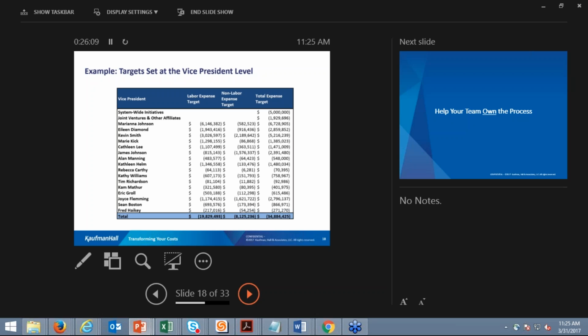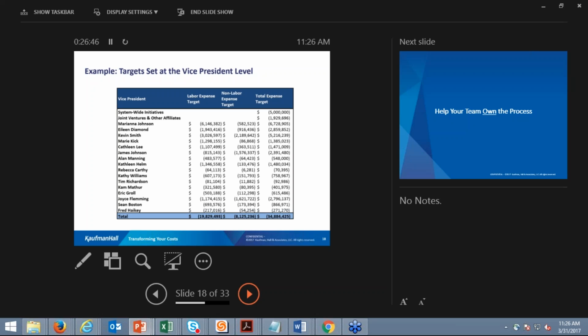Here's an example. This is a masked example. This organization had a strategic goal to translate their strategic target of $30 million into targets. And what they chose to do is a few things here. They set targets at a vice president level. They set them for both labor and non-labor. And they chose to set targets $5 million higher than their strategic goal.